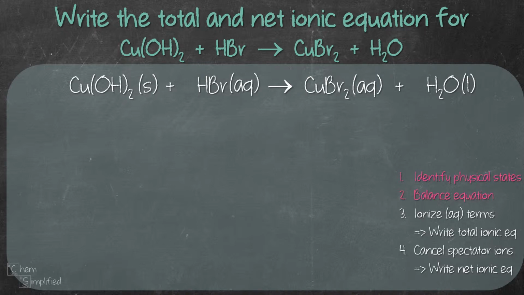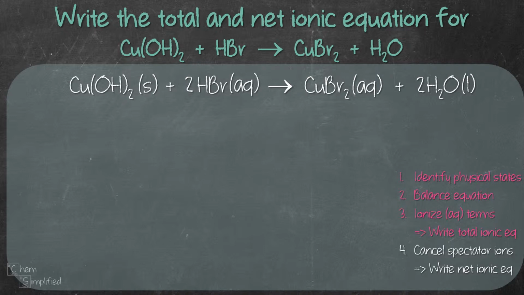We need to make sure that the equation is balanced. Again, if you need a refresher on balancing equations, I'll link a video here. So we need to place 2 in front of HBr and 2 in front of H2O. Now we have an equal number of atoms on both sides of the equation, so our equation is now balanced. So we can move on to the third step. We need to ionize the terms.